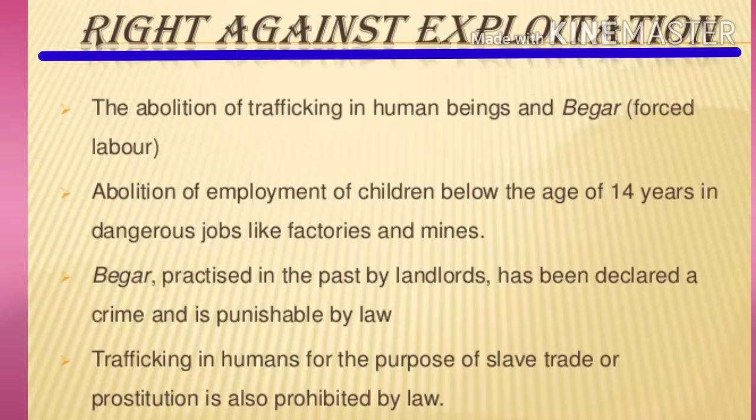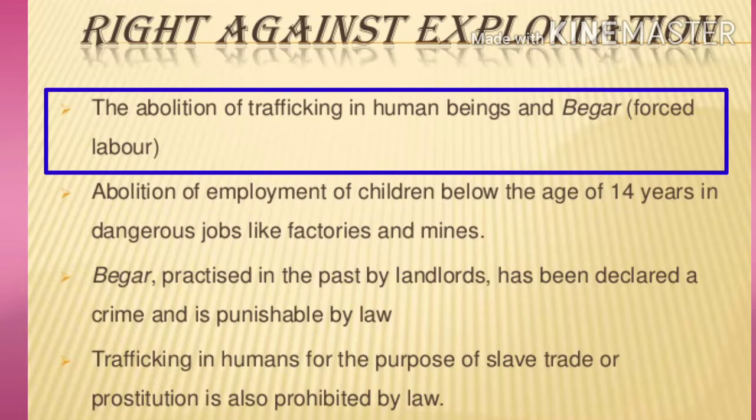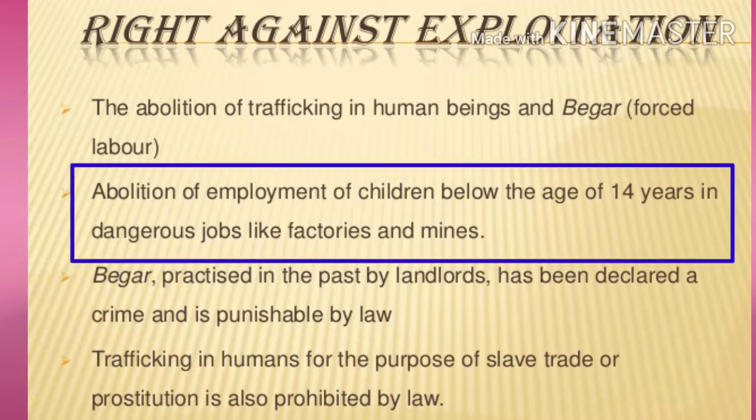The next right is right against exploitation. The Constitution prohibits human trafficking, which means मानव की खरीद फरोख्त, or the action or practice of illegally transporting people from one country or area to another. It also prohibits forced labor or bonded labor and employment of children under 14 years of age.